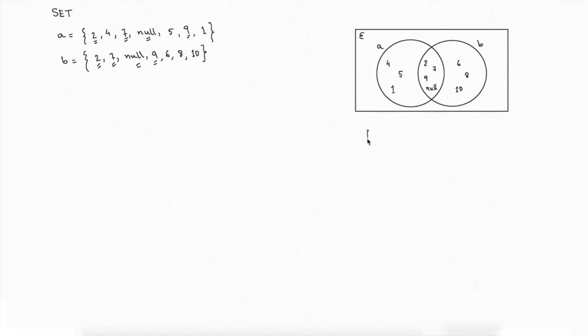If we are to find the intersection of A and B, in mathematics we usually denote it as an inverted U. The result of A intersection B would be 2, 7, 9, and null, and this would be a set. If we are to find the union of A and B, this is how we usually write it, and this would contain all the elements in A and B, but there would be no duplicates. So we will have 2, 4, 7, null, 5, 9, 1, 6, 8, and 10.